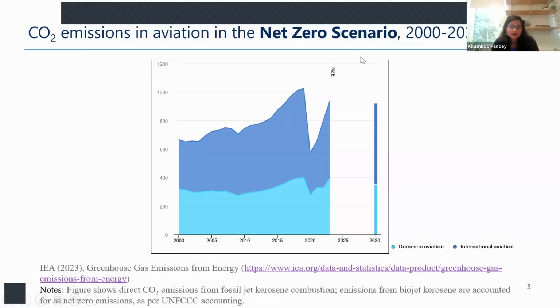Recently, if we look at our net zero emissions scenarios, if we stop here and then look at how to achieve the net zero scenario by burning biofuels and sustainable aviation fuels, and we keep on this trend, hopefully we can achieve the targets of 2030 of going with the net zero scenario. So specifically for the aviation industry, how do we do that?